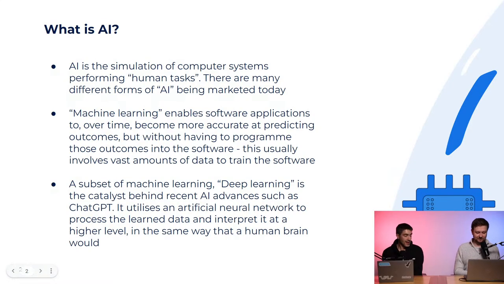Okay. So what is AI? Most of you are already going to know, but just as a bit of an overview, it's a simulation of computer systems performing human tasks. There are many different forms of AI being marketed today. It's such a hot topic at the moment. It's just kind of everywhere. Some things are AI, some things are touted as AI and they're not really.